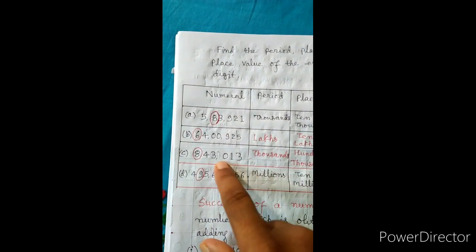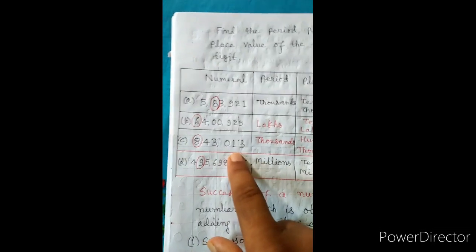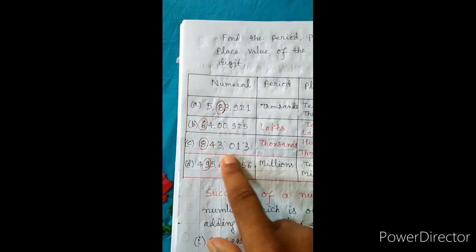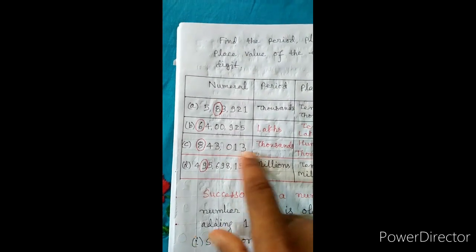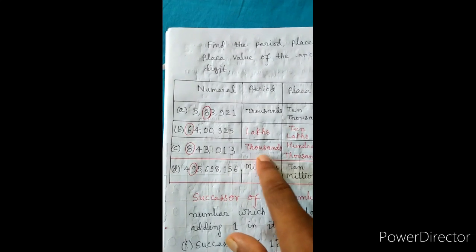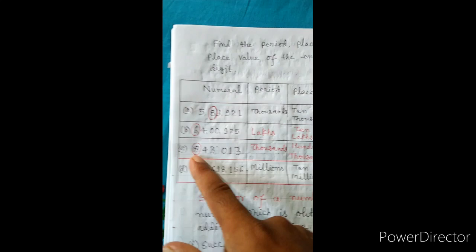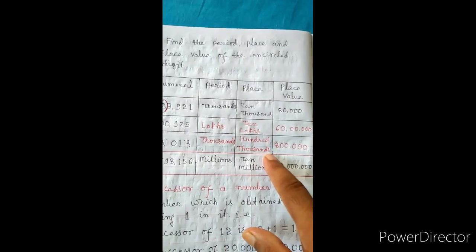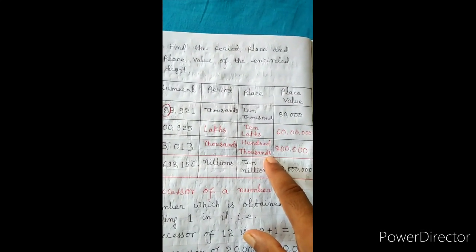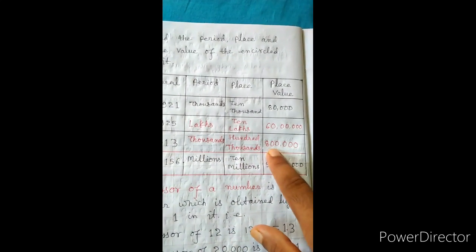Similarly, here are 3 places in each period. So this number is in international place value system. Ones and thousands. Thousands period, 8 is in thousands period. Thousands, 10,000s and 100,000s. 8 is at 100,000s place. So 8 will be multiplied by 100,000. That is 800,000. This is in international place value system.